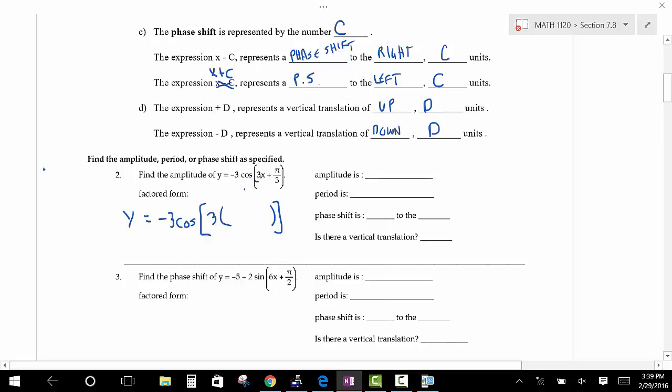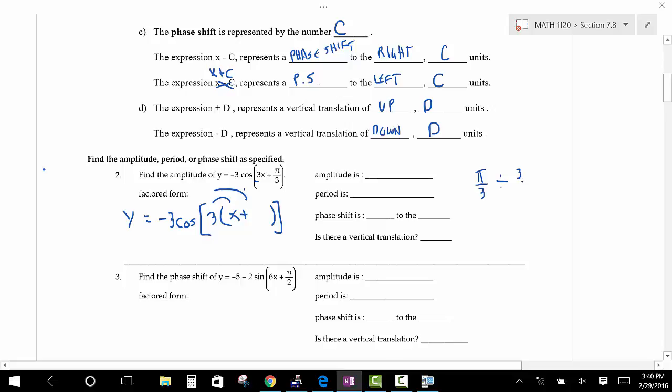So you're going to take the 3 out, write that as x. Then you have to figure out what goes here, okay? So what you always do is you take this number, that pi over 3, and you always divide it by the number that you're taking out. You always factor out what's in front of x, nothing else.